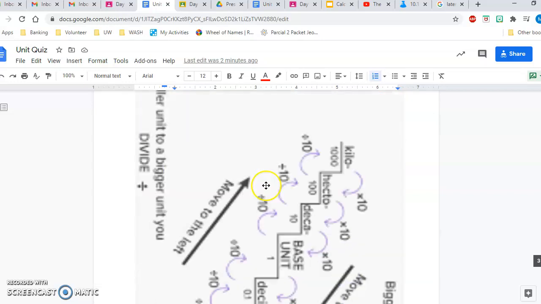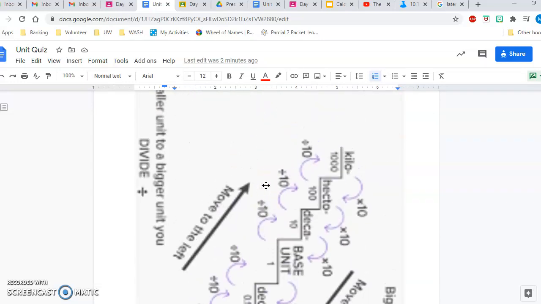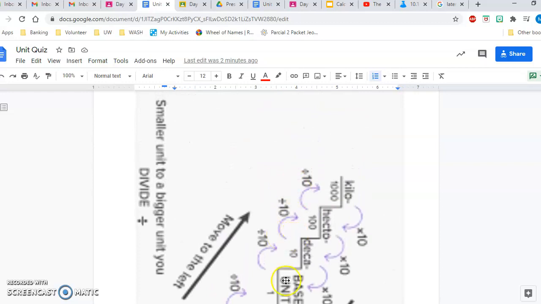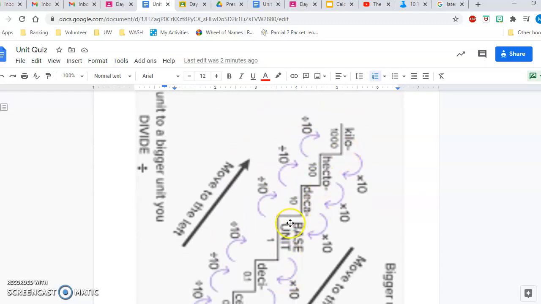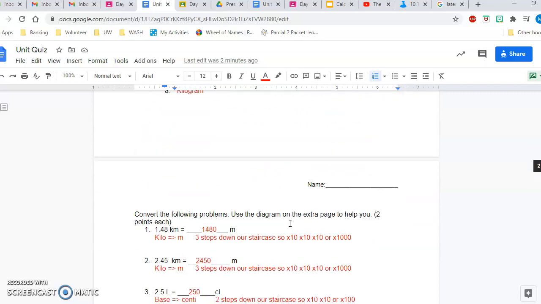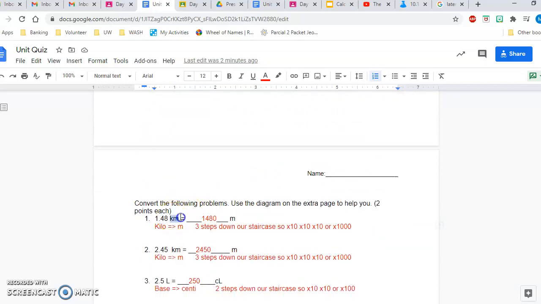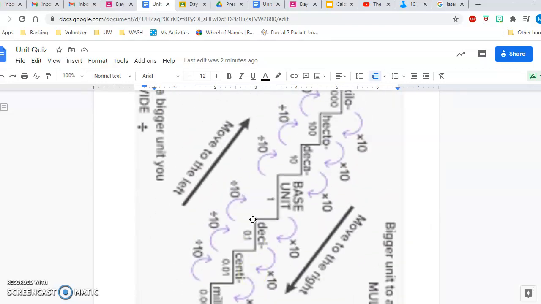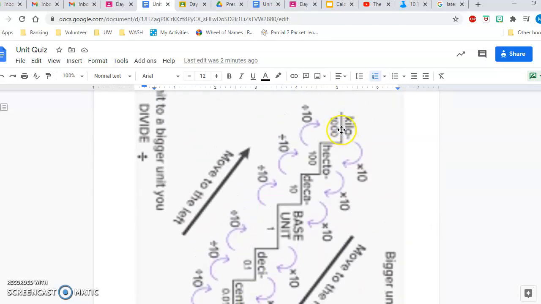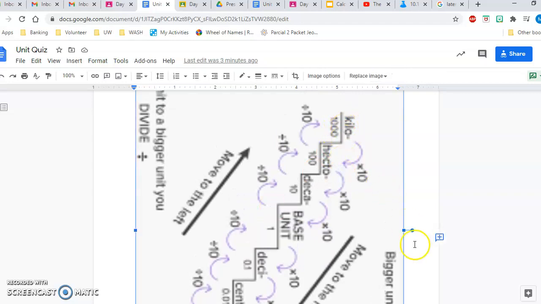So in this part, I gave you guys this staircase that we had been using to help remember our prefixes and how to convert between them. So for our first one, we're starting at kilometers and going to meters. So if we start at kilo, we're going to start at the top of this staircase. Let me turn this around actually, like this.